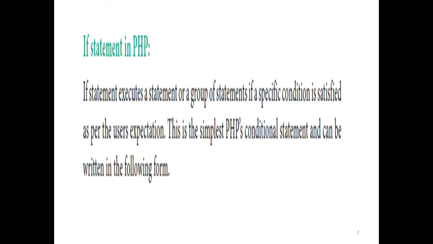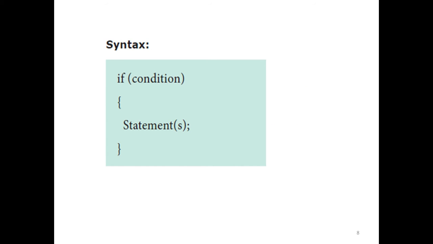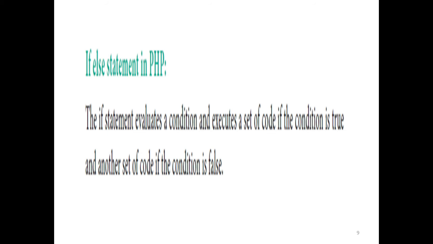What is the if statement in PHP? The if statement executes a statement or a group of statements if a specific condition is satisfied as per the user expectation. It means if you give the test condition, if it is true, it goes to one path. If it is false, it goes to the next path. So this is the simplest PHP conditional statement and can be written in the following form. It means the syntax. The syntax for the if is: if, give one condition and then the statement within the block. The example program should be in your book. It should be properly explained in the lab. Okay, now we move to the next statement.